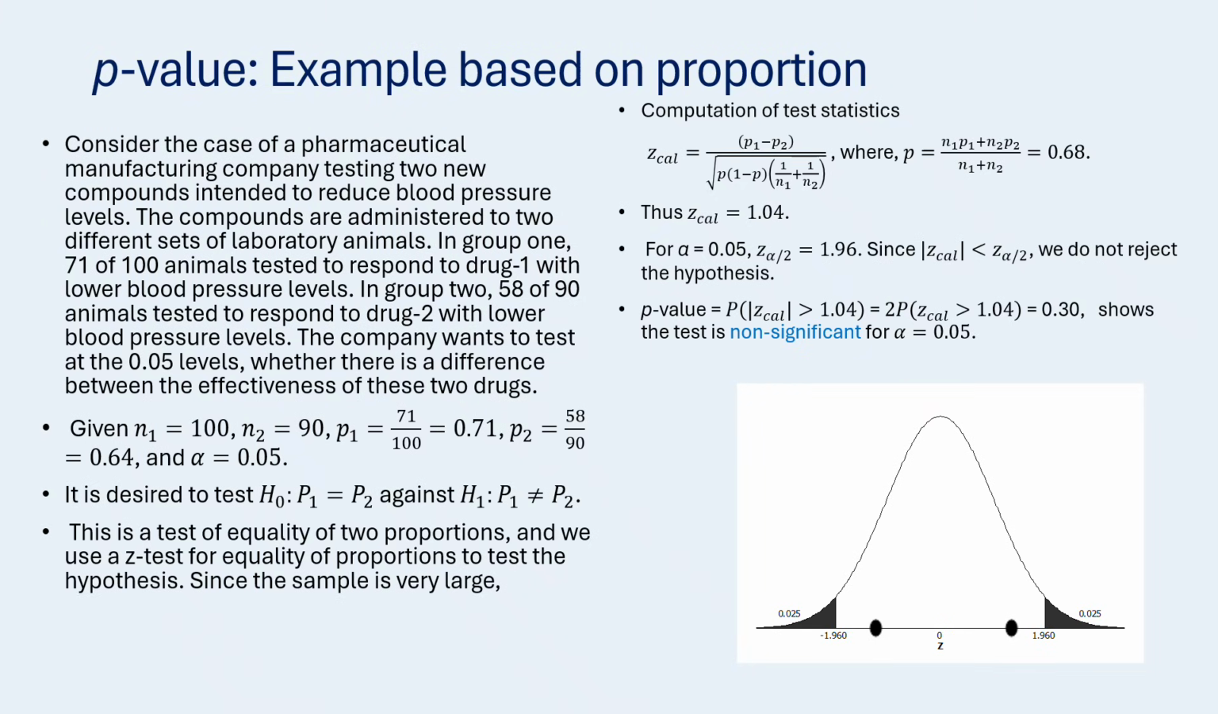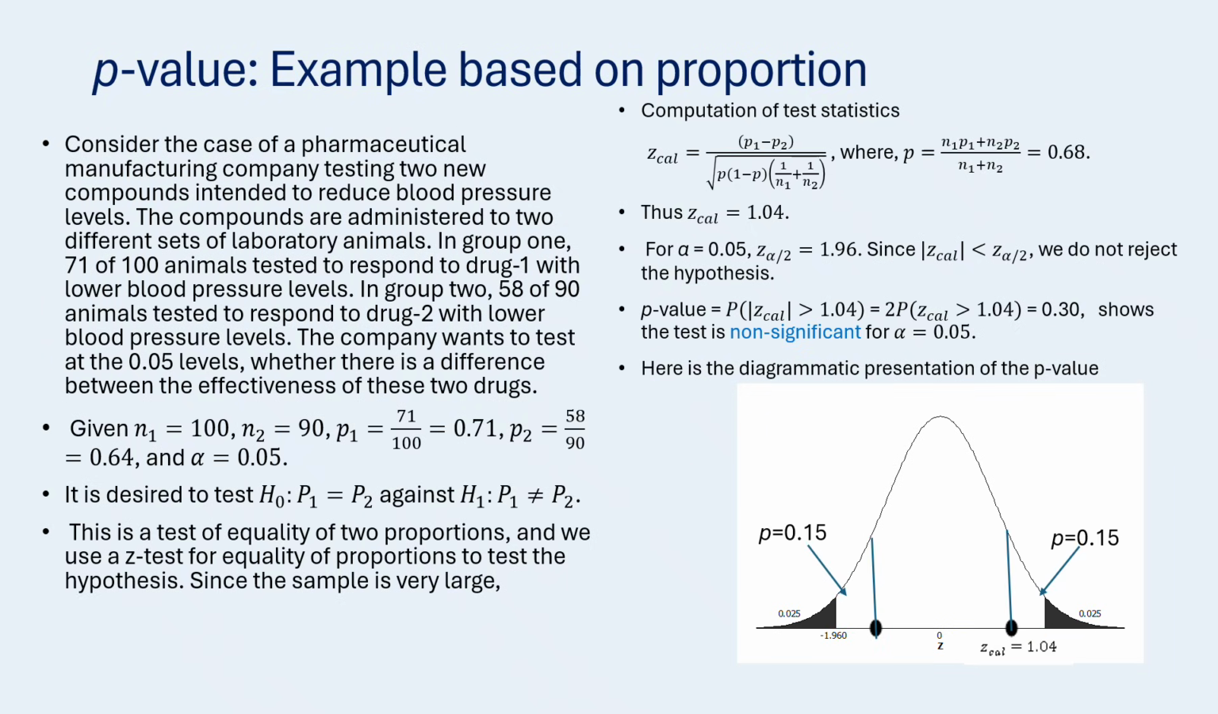For alpha equal to 0.05, it is a two-tailed test, so you need to consider alpha by 2. For the two regions, you will have rejection. So z alpha by 2 is 1.96. You can see that the absolute z calculated value is less than z alpha by 2, and therefore we do not reject. Therefore, we say it's non-significant.